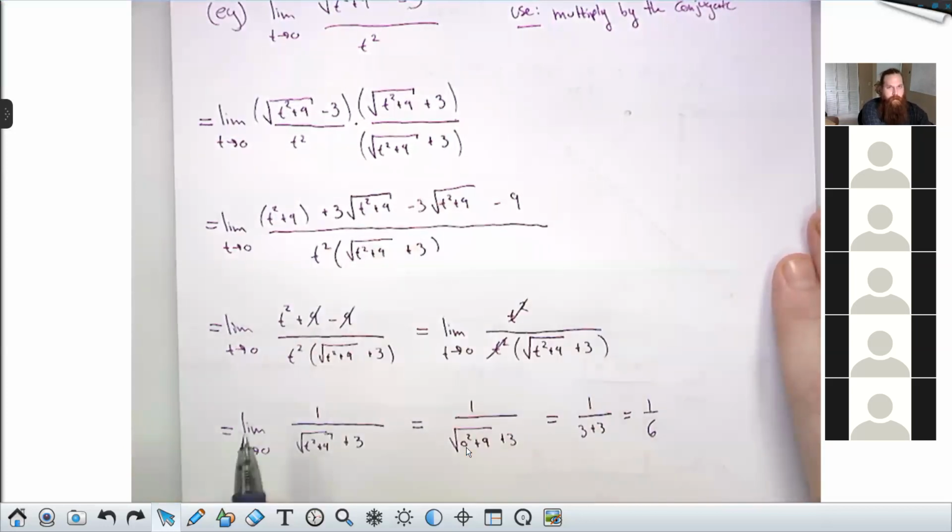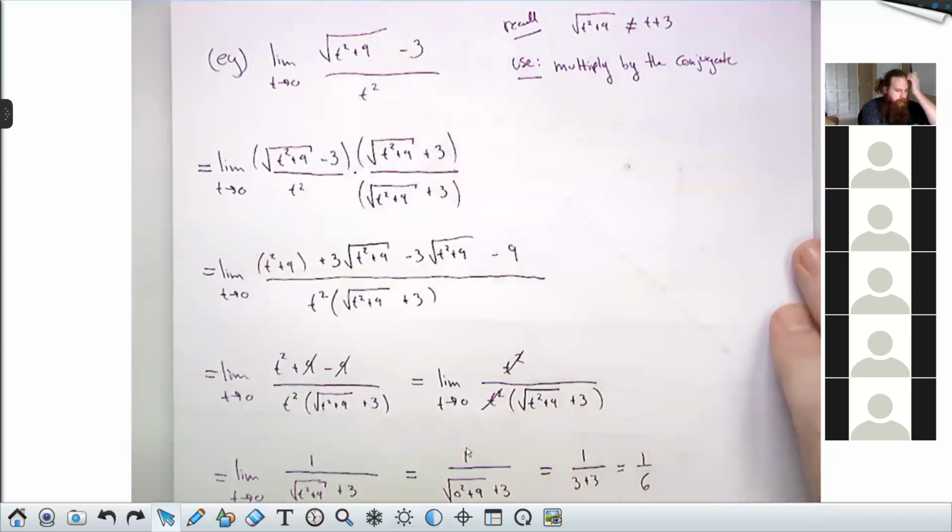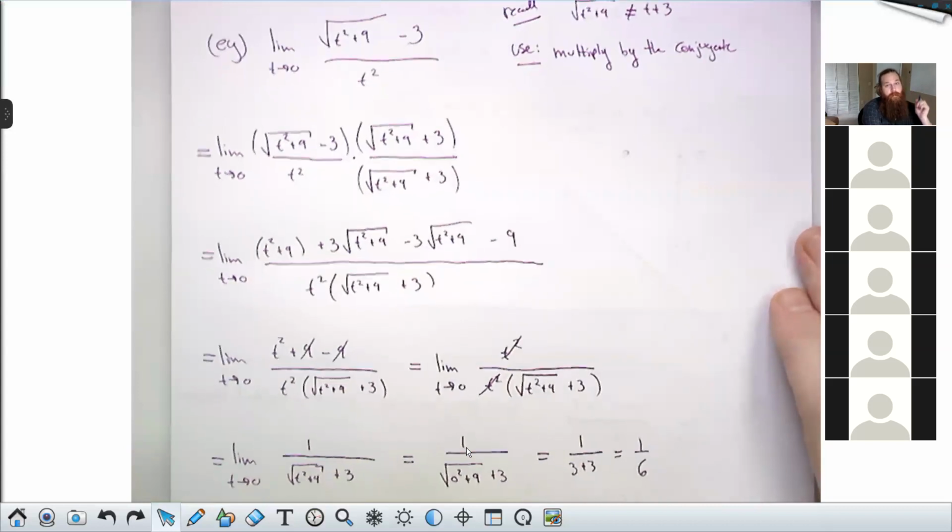And I want to point out that this is not the same thing you would get if you tried to abuse the square root like that up there. Right? So you need this procedure.